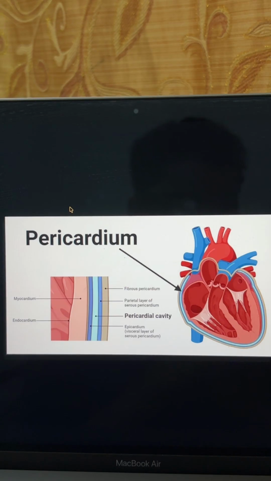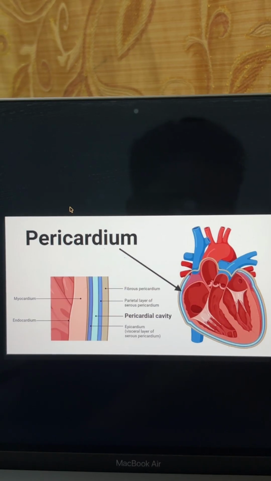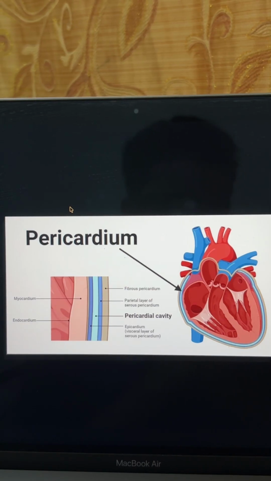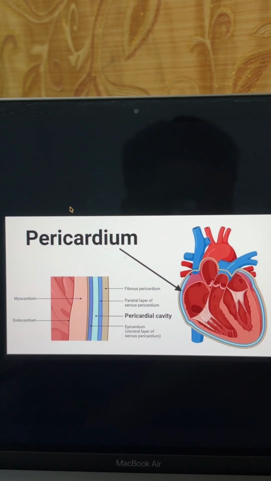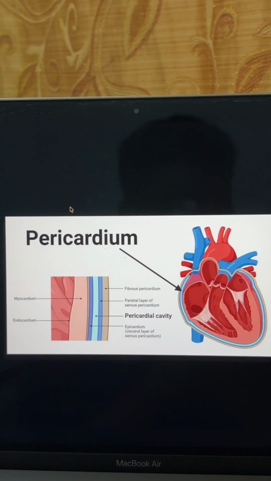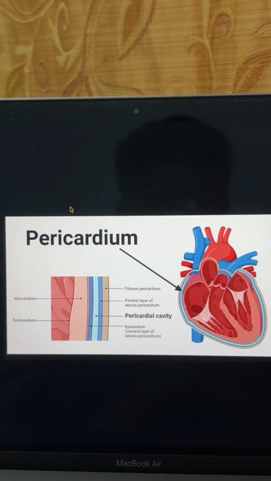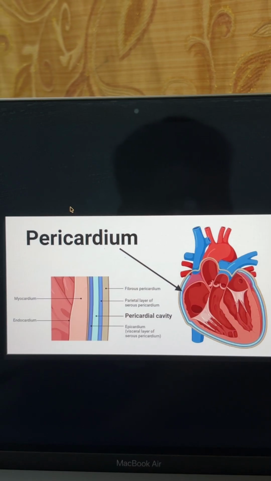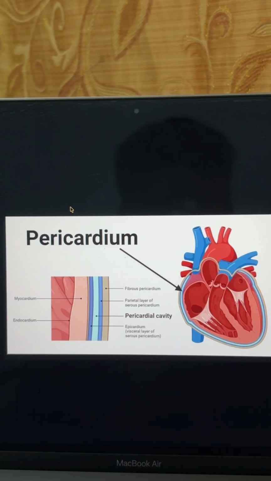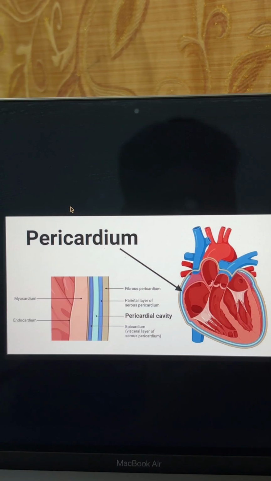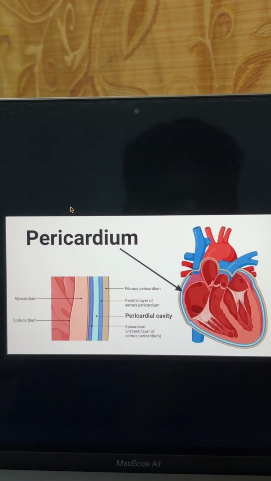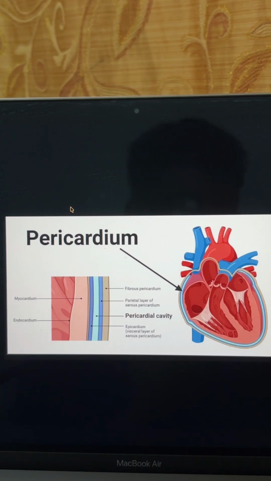Amit Official. So today we are going to start our very first lecture from the CVS Cardiovascular System series. We'll begin with the development of pericardium. By the end of this lecture, you will clearly understand important concepts like lateral plate mesoderm, somatopleuric mesoderm, splanchnopleuric mesoderm, intraembryonic coelom, then pleuropericardial fold, and how the pericardium is formed step by step.